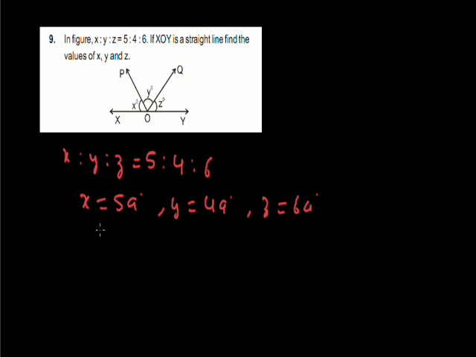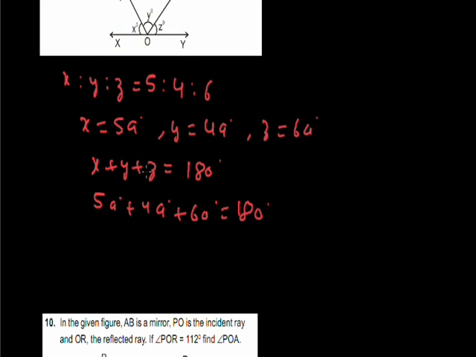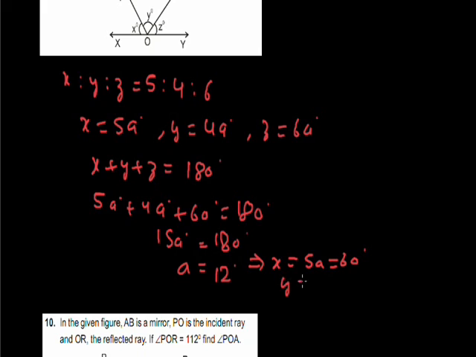So we can write it down again. Angle in the same straight line is equal to 180 degree. So X plus Y plus Z equal to 180 degree. 5a plus 4a plus 6a is equal to 15a equal to 180 degree. So a is equal to 180 by 15, which is equal to 12 degree. So from here we can get x is equal to 5a, which is equal to 60, y equal to 4a, which is equal to 48, and z equal to 6a, which is equal to 72 degree.